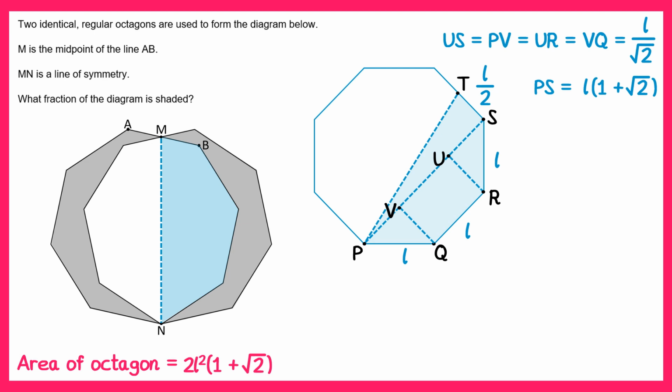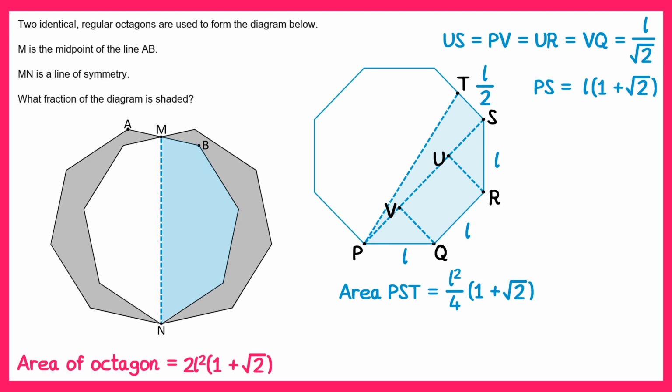Now we can use the line PS and the line ST to work out the area of the triangle PST. So the area of triangle PST is 1/2 times the base, which is PS, times the height, which is ST. If you simplify this, you'll end up with L squared over 4, lots of 1 plus root 2.